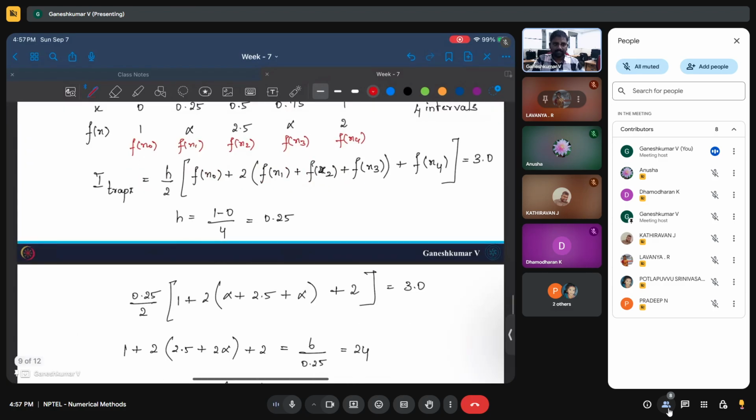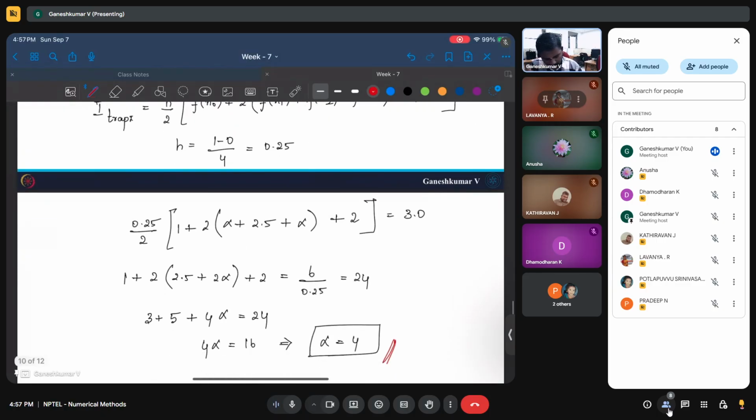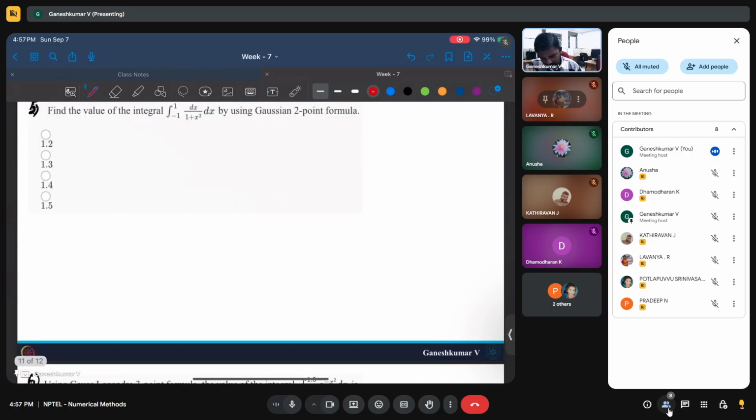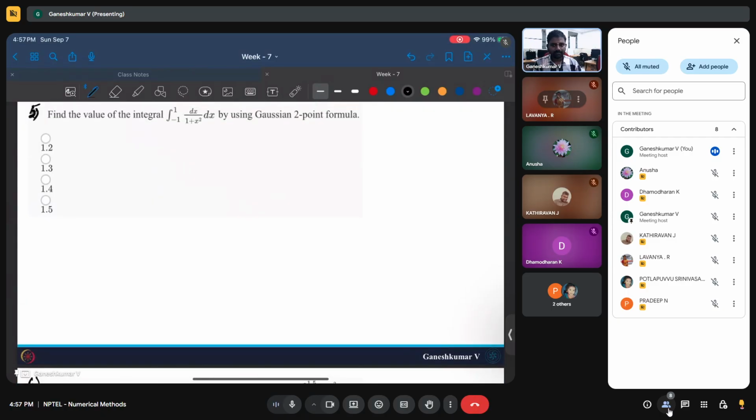So sometimes these kinds of questions can also come. They will ask you to find out what the data point is. You just need to know the formula, and there are only a few formulas. If you know the logic, you can easily do this.